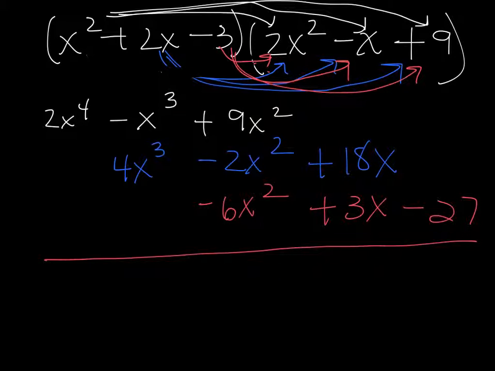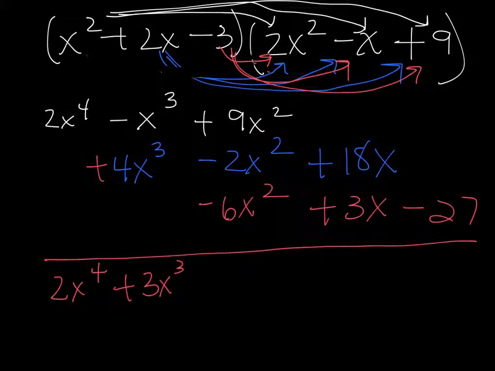All right, so now I'm ready to combine everything. 2x to the fourth has nothing to go with it, so that's 2x to the fourth. Negative x cubed and 4x cubed. Remember, this is a positive 4x cubed. That's going to give you plus 3x cubed.